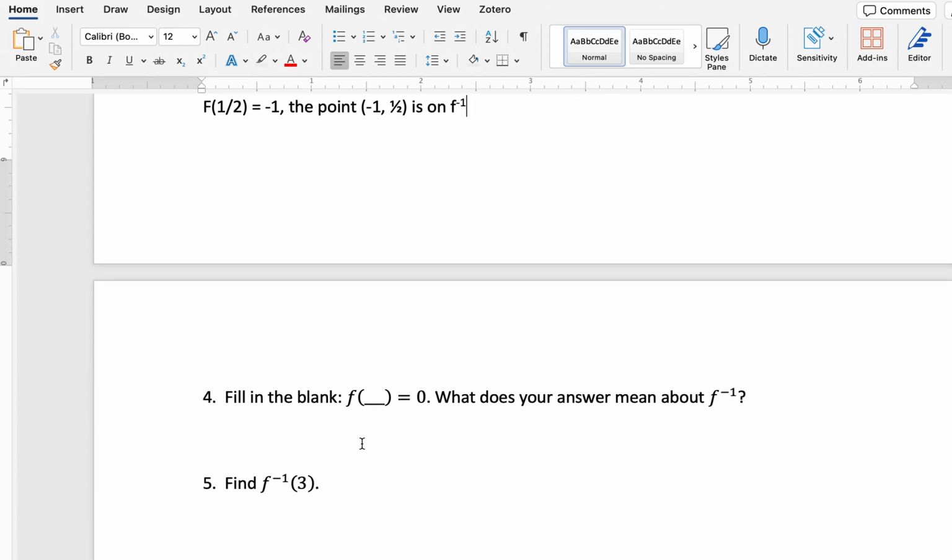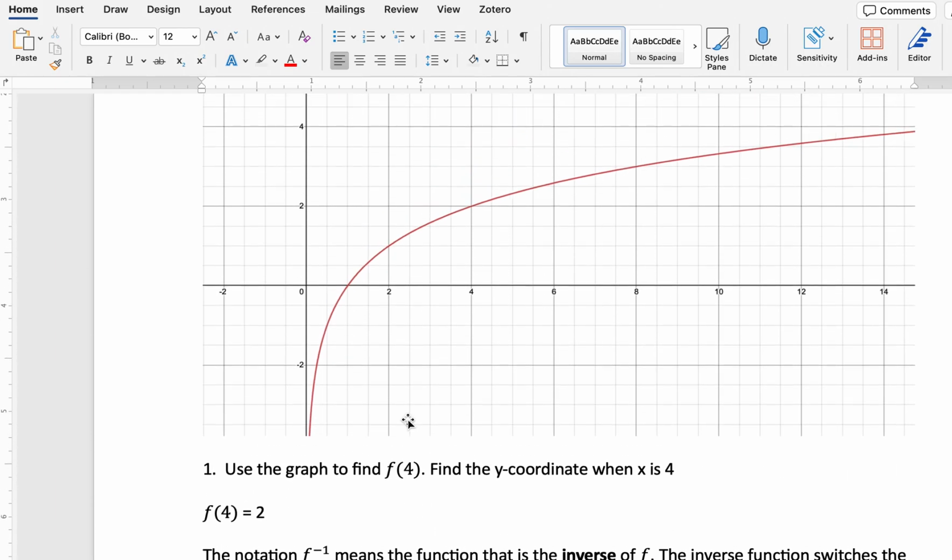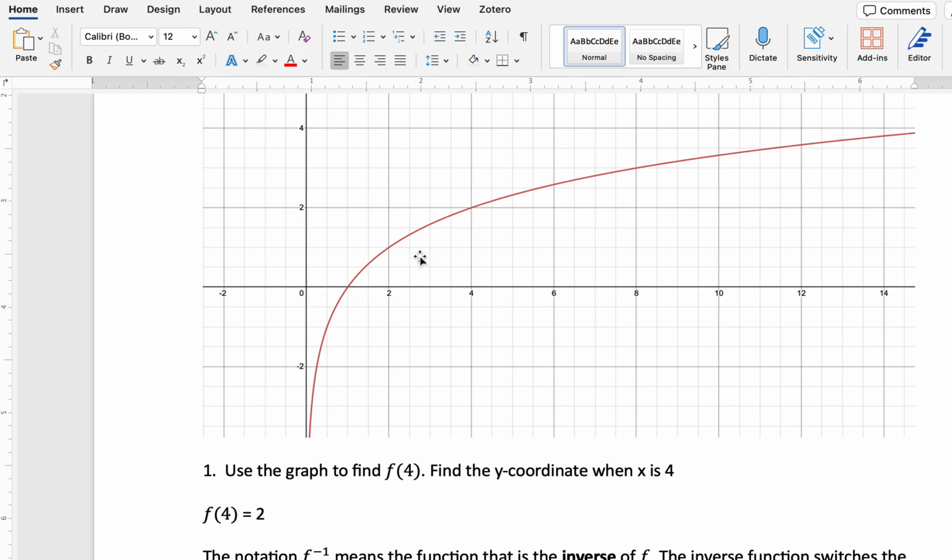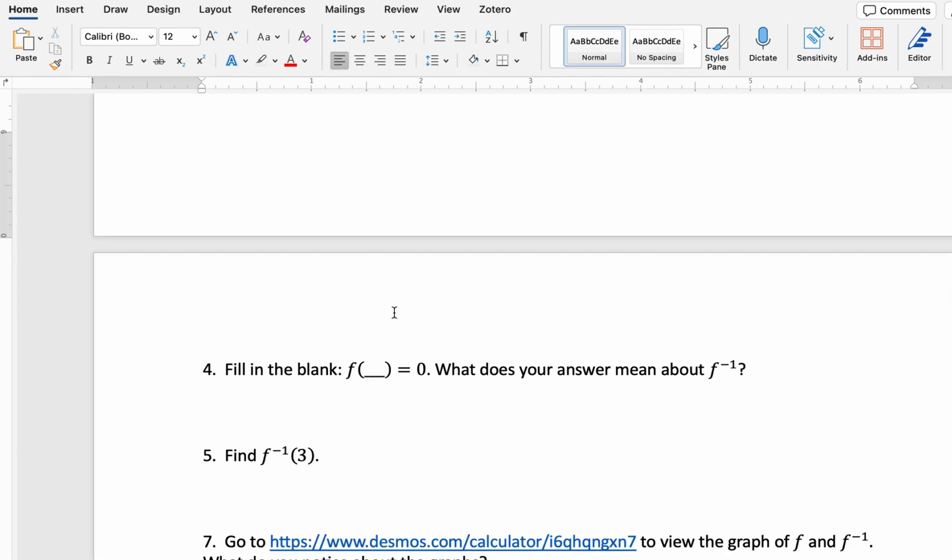Number 4 says to fill in the blank. F of blank equals 0. What does your answer mean about f inverse? So on my original graph, I want to see where the y-coordinate is 0. And I can see that that's at this point right here, (1, 0). So the point (1, 0) is on my graph. What does your answer mean about f inverse? Well, again, we are just switching the x and y coordinates. So the point (0, 1) is on f inverse.